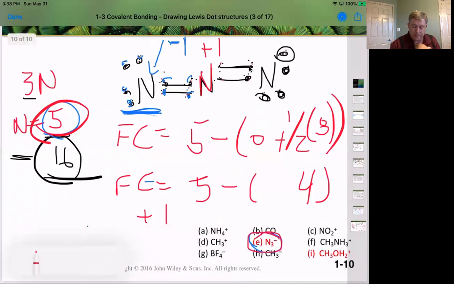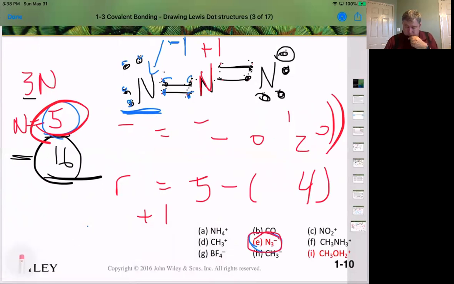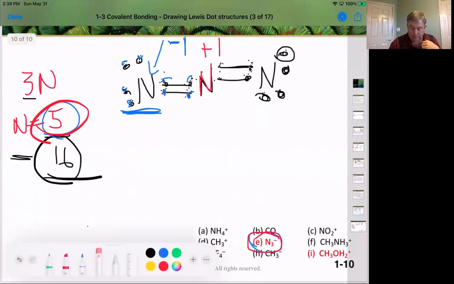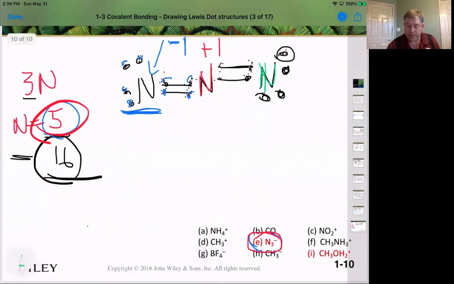Okay, let's calculate the last one. We can't just skip it, we have to calculate it. So let's do it in green right here. We're going to do this last nitrogen in green.